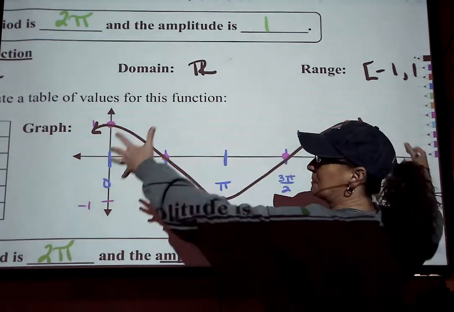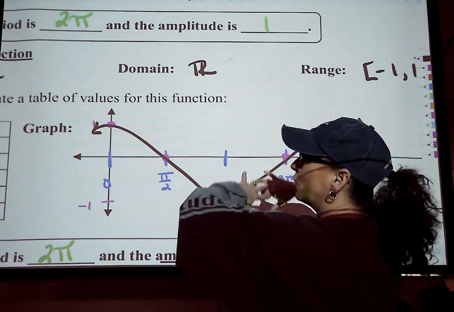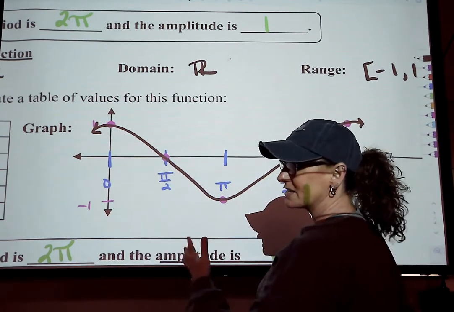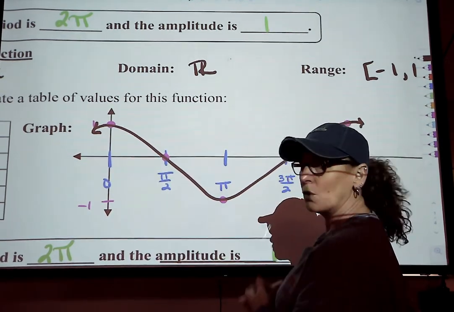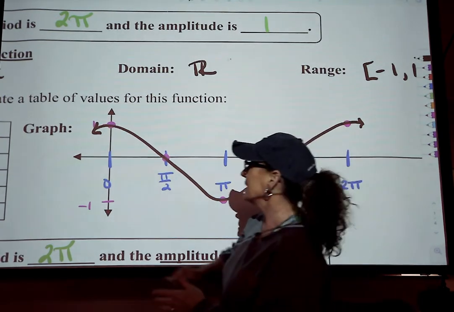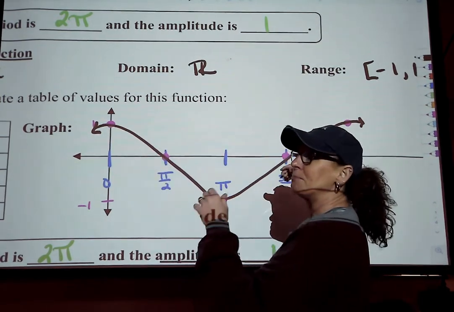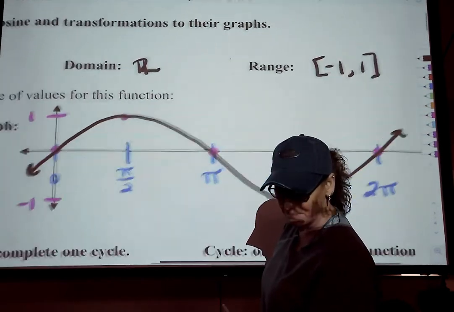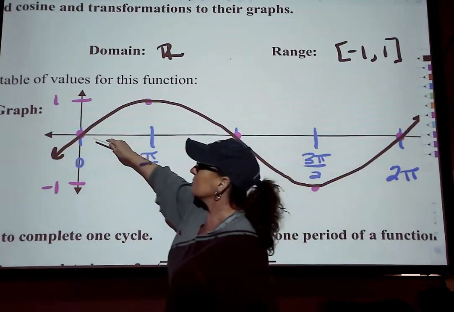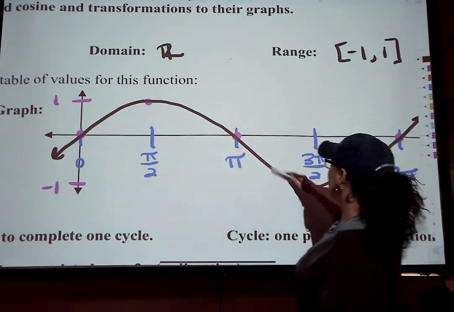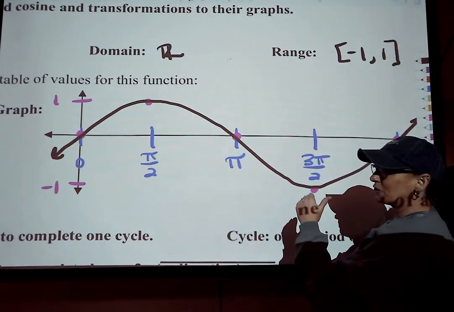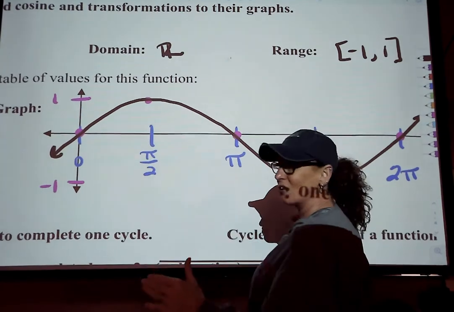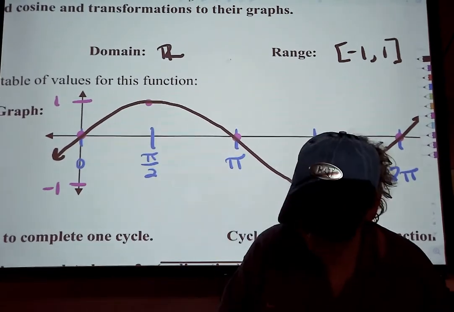Okay, so what you're seeing, before it starts to repeat on itself, you're seeing one cycle of the cosine graph. One cycle means I see from here to here before it starts to repeat itself. One cycle. Same with sine. Right now, sine starts here. If it starts there, it's going to end pretty much at the same y value where it started. This is one cycle of a sine graph.